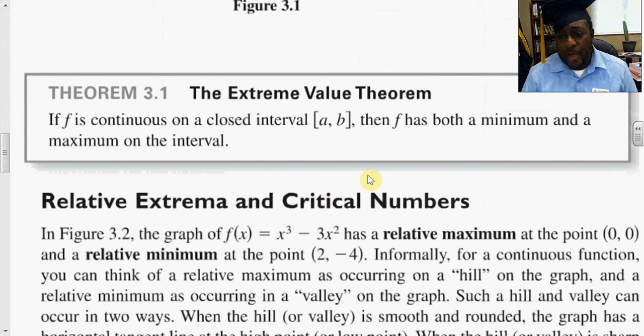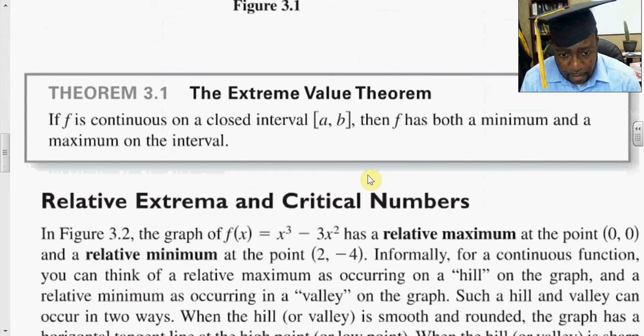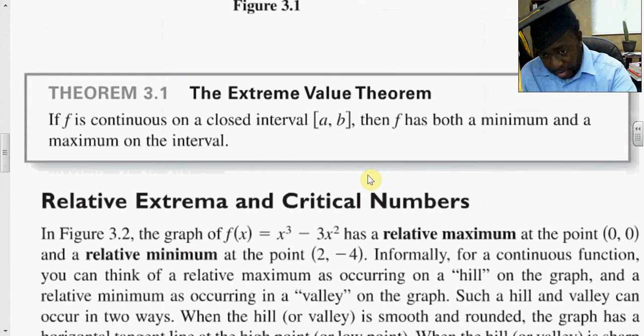The extreme value theorem, given to us by Fermat himself: if f is continuous on a closed interval from a to b, and the key is that the interval is closed, then f achieves, according to the old language, an extrema. But here, for your sake, we simplify that and say f has both a minimum and a maximum on the interval.